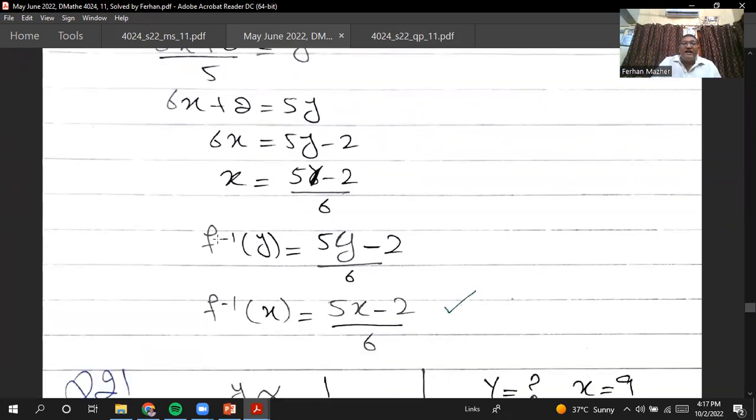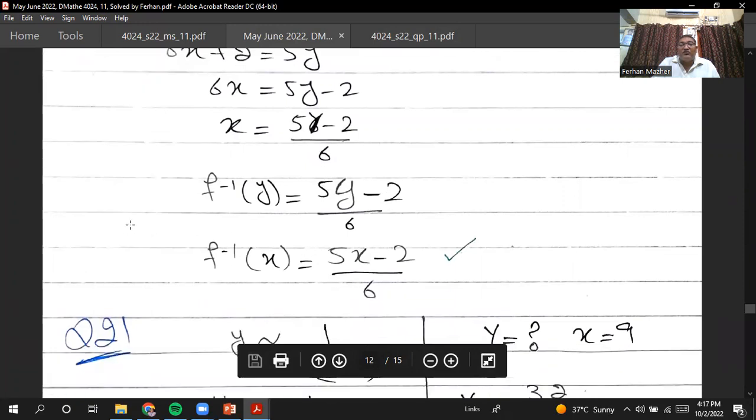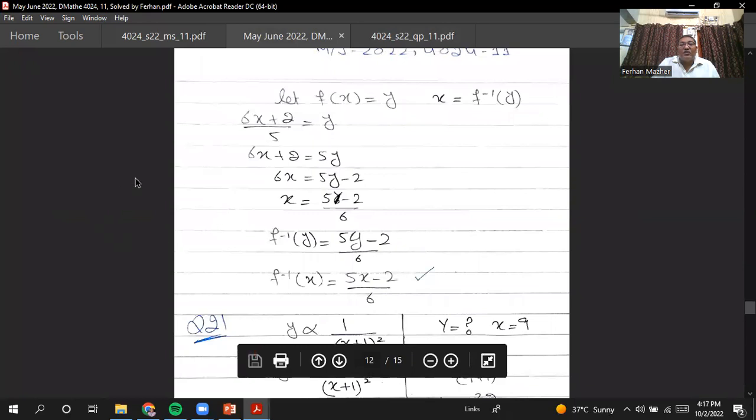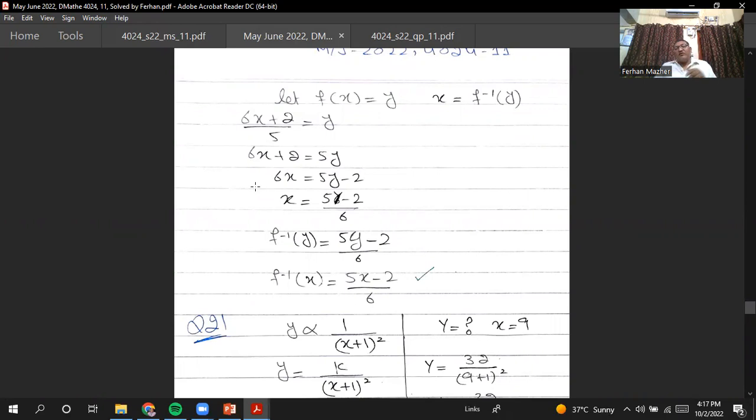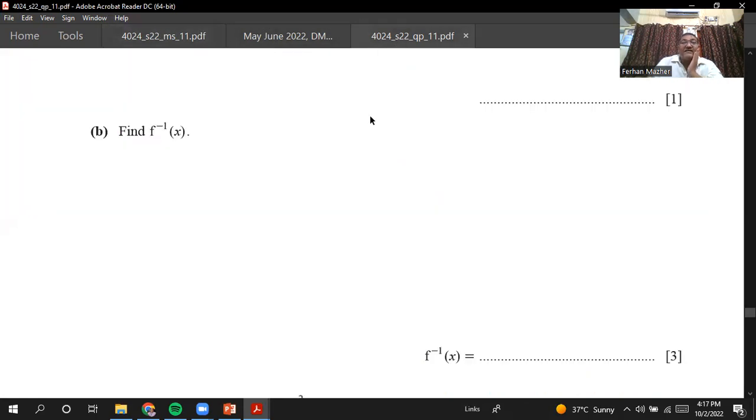Now x can be written as f inverse of y, and that will be equal to (5y minus 2) by 6. I will change the variable, so it will be f inverse of x equals (5x minus 2) divided by 6. So let me reduce the size so you can see the whole part together. On your screen, the whole question number 20b part is showing up. So my final answer is that f inverse of x will be (5x minus 2) divided by 6. So (5x minus 2) divided by 6 is the right answer, sir.